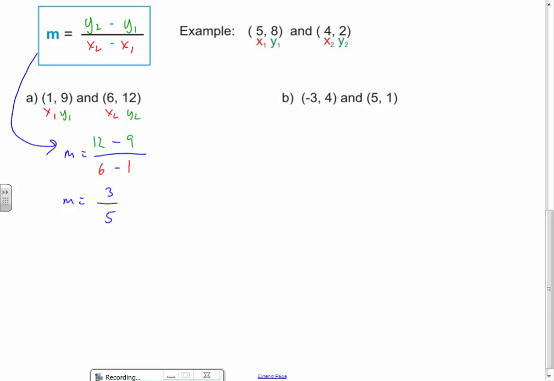All right, so see if you can do B. Go ahead and try B. Again, you can write the formula again if you want, or you can just go right off of it. It's right there for you. Go ahead and solve. I'm going to pause the video.